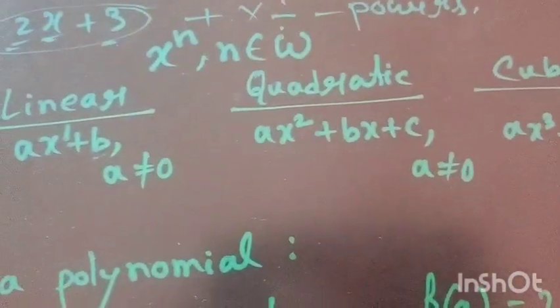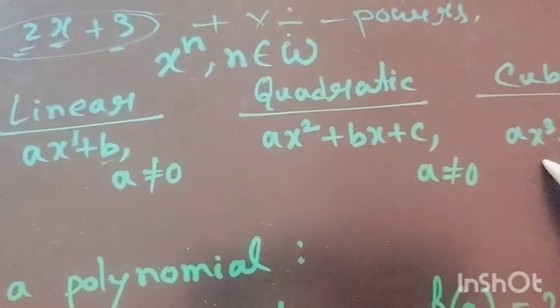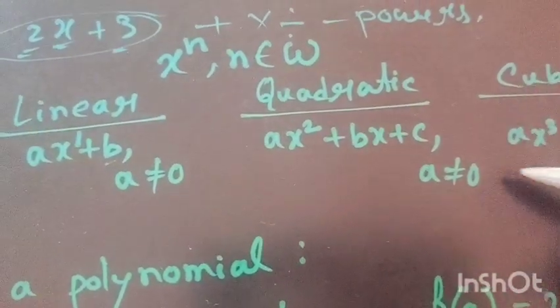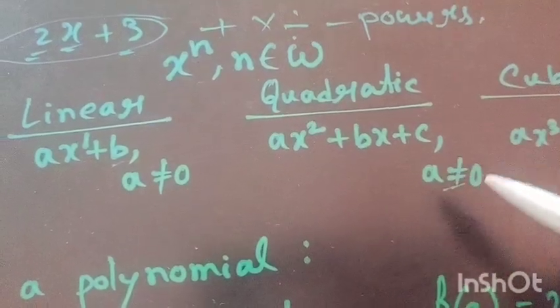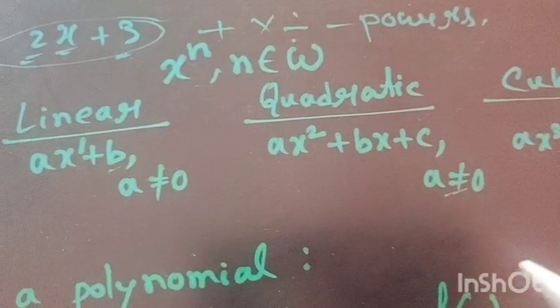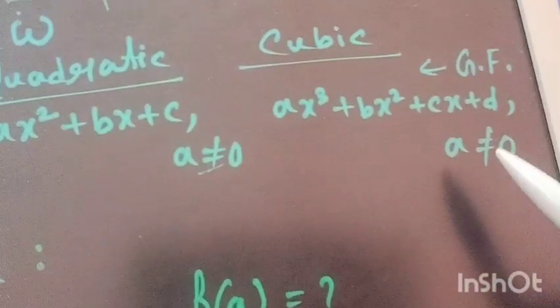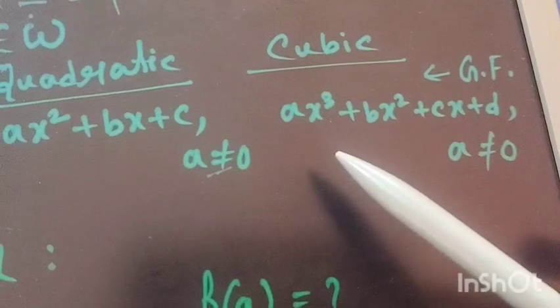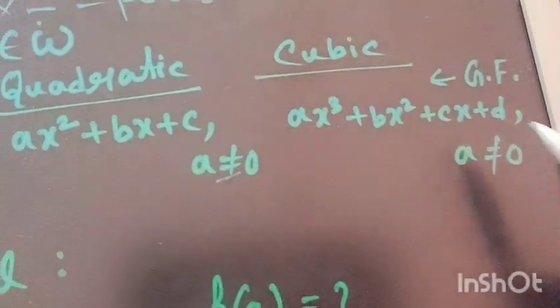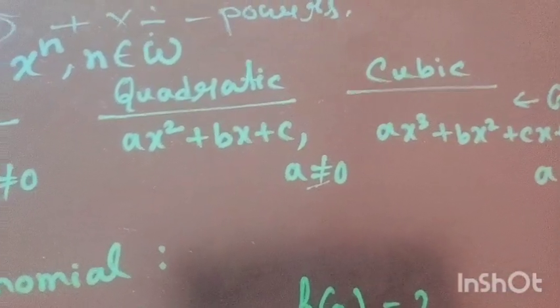The quadratic polynomial general form is ax square plus bx plus c. Here also a cannot be equal to 0. Why? Because if a is equal to 0, then it will become a linear polynomial. In the same way, the cubic polynomial general form is ax cube plus bx square plus cx plus d, where a is not equal to 0. Now you understand why a is not equal to 0 in the general form.